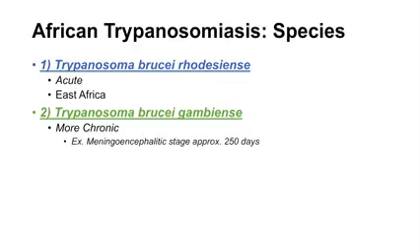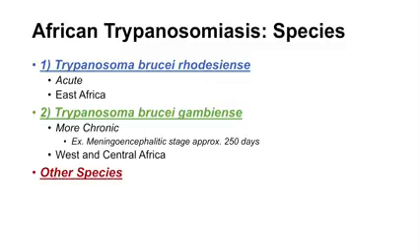And an example of this is the meningoencephalitic stage. It takes about 250 days to occur, and we'll talk a bit more about these stages of the illness a little later. The Trypanosoma brucei gambiense species occurs in the west and central part of the sub-Saharan African region, as opposed to brucei rhodesiense, which occurs in the East African region.